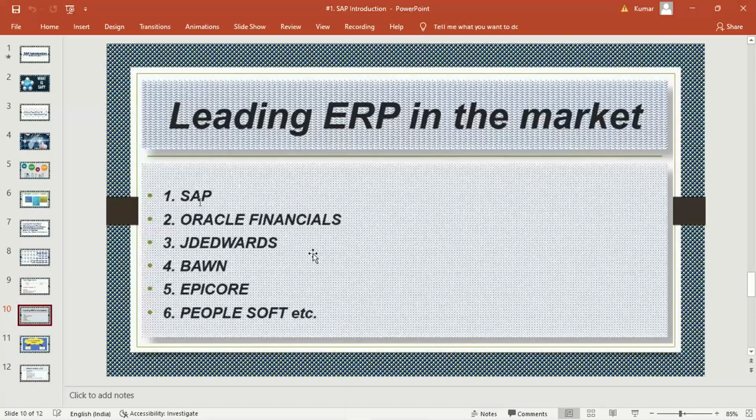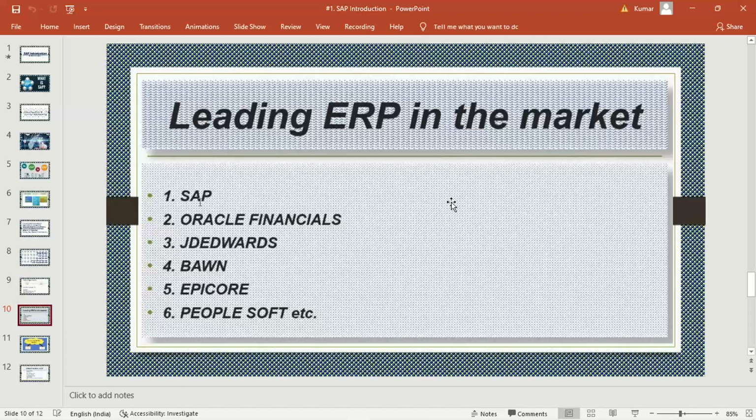Now, what are the leading ERPs in the market? There are multiple ERPs in the market: SAP, Oracle, JD Edwards, BaaN, Epicor, PeopleSoft, Navision. Even Tally is a small ERP, and QuickBooks is also an ERP; small companies use QuickBooks. Likewise, there are several ERPs in the market, and there might be lots of ERPs which I haven't heard of, and maybe you haven't either.